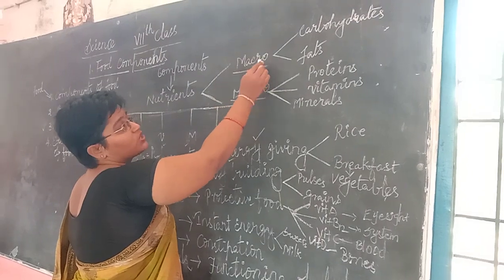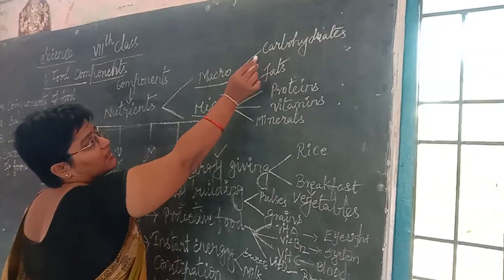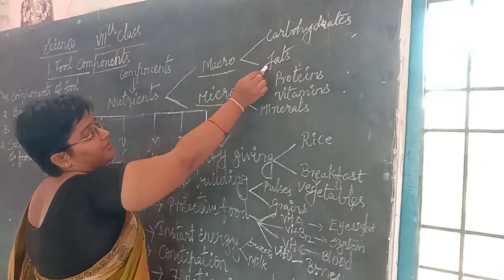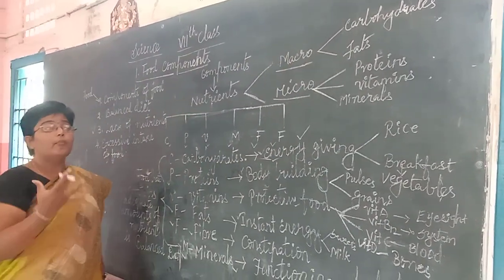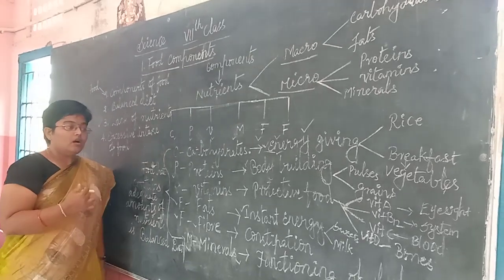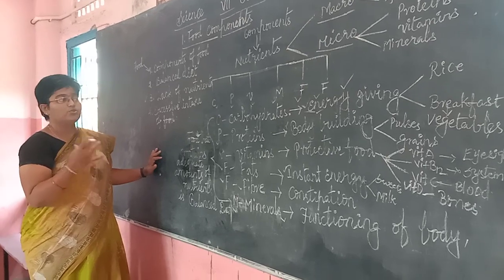Whereas the nutrients from which the body gets energy, which are carbohydrates and fats, are defined as macronutrients, needed in more amounts. So this is what we have discussed about nutrients.